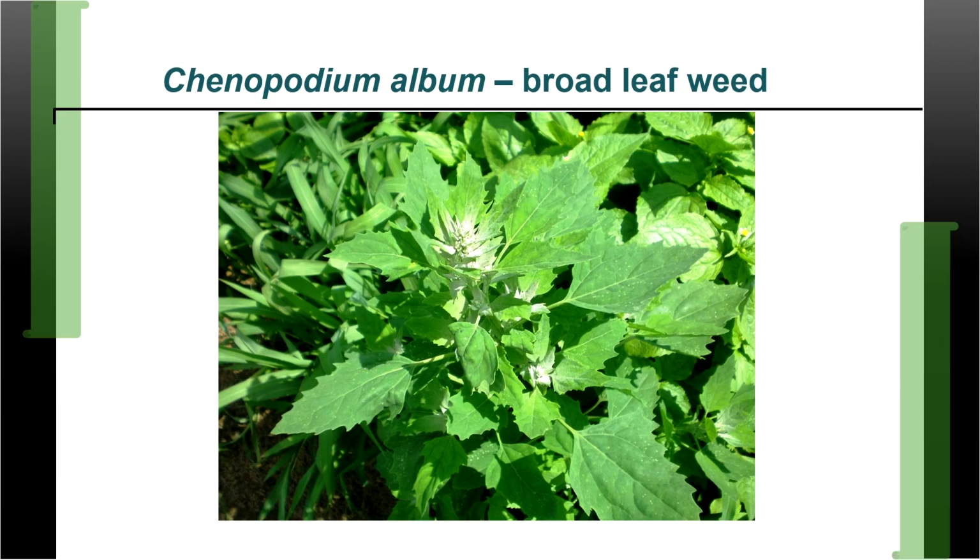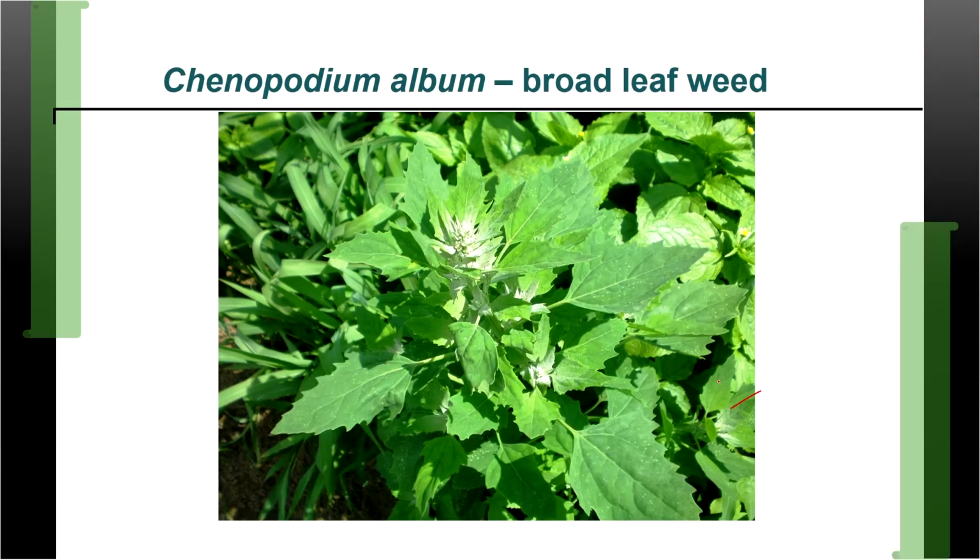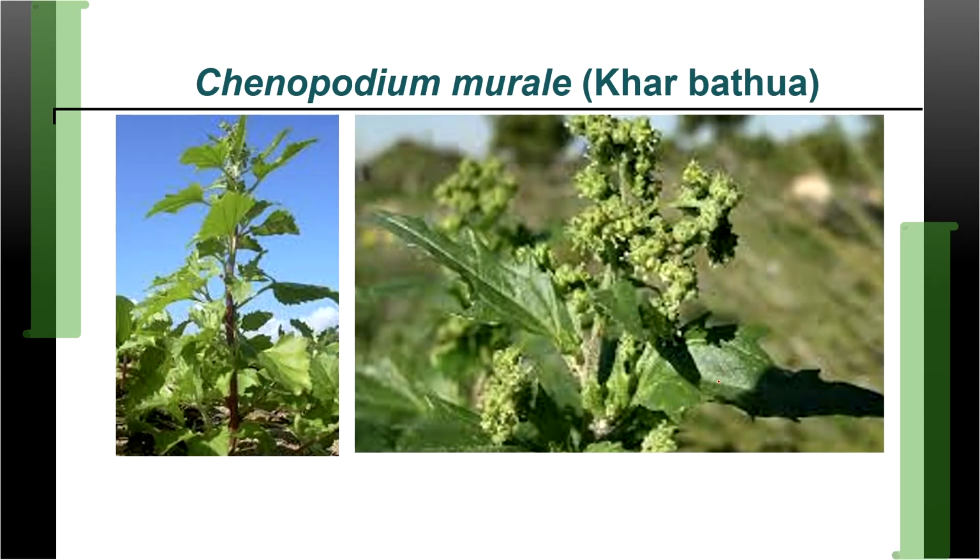Just see the identification of weeds. Chenopodium album is very common, a broadleaf weed, and it can affect the growth of the plants. However, it finds certain other uses also. It is rich in certain minerals like iron, and some people use it as vegetable also, but in crops it is a weed. Besides bathua, khar bathua is also there, Chenopodium murale. You can see the differences between Chenopodium album and Chenopodium murale. It is known as khar bathua.